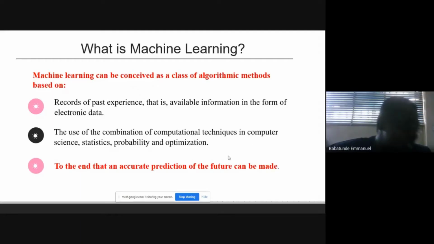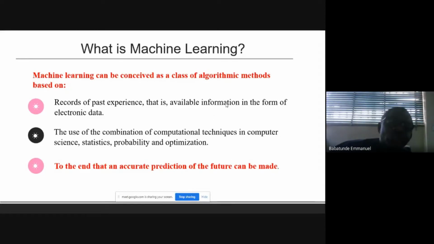Machine learning. So what is machine learning? Machine learning can be conceived as a class of algorithms or methods or techniques that are based on data. It is a data-driven technique. By data, we mean records of past knowledge that we have about a problem, records of past experience that we have about a problem, and it is also based on the use of a combination of computational techniques in the fields of computer science, statistics, probability, and optimization.